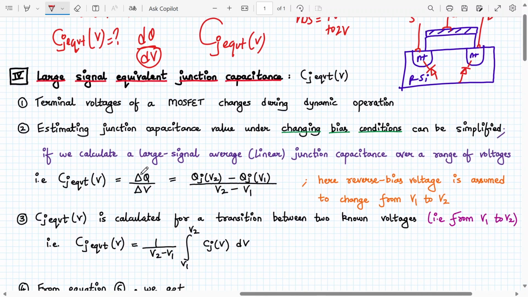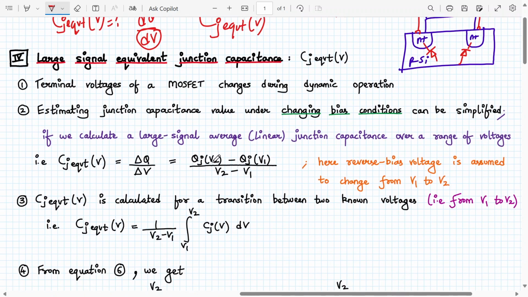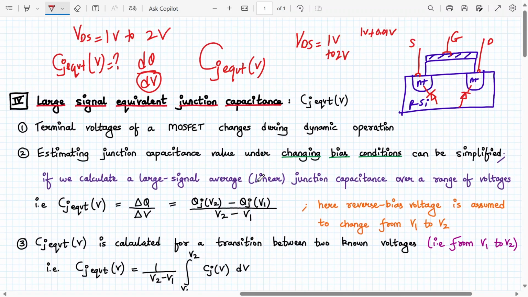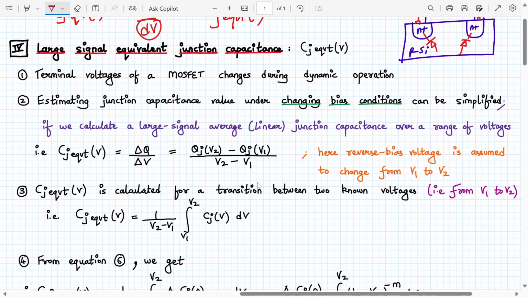So Cj equivalent will be delta Q by delta V. So it will be Qj of V2 minus Qj of V1, over V2 minus V1. So let's say that instead of 1 and 2, we are talking about the voltage changing from, let's say, 0 to 5. So in our example, what will it be? It will be Qj of phi, V2 being the final voltage, minus Qj of 0, over phi minus 0. Are you understanding? This is an example which I am giving.